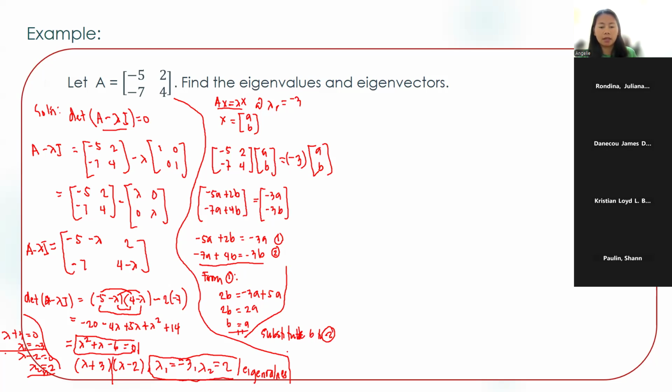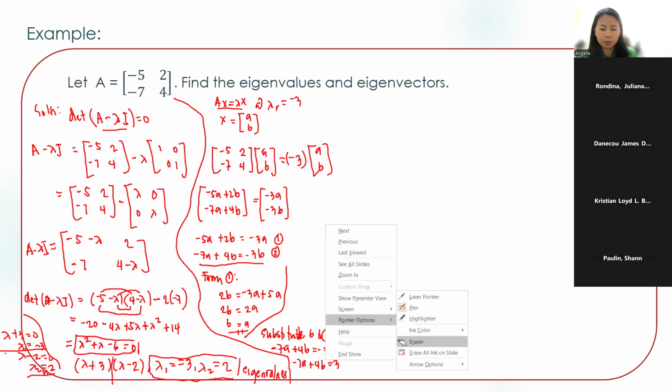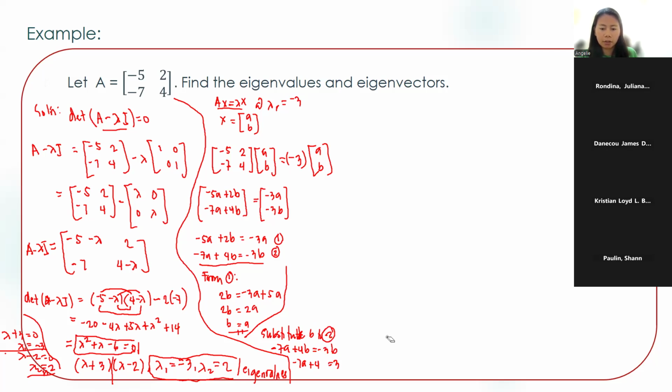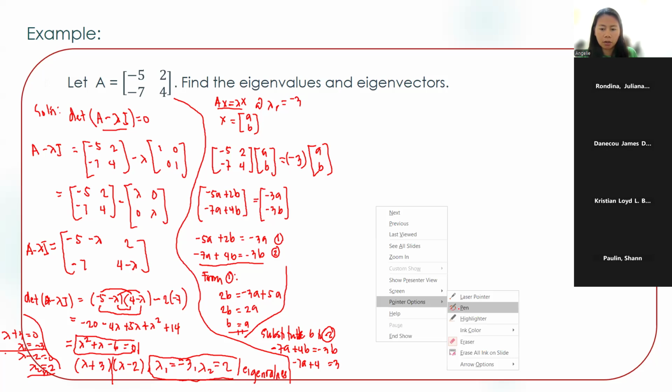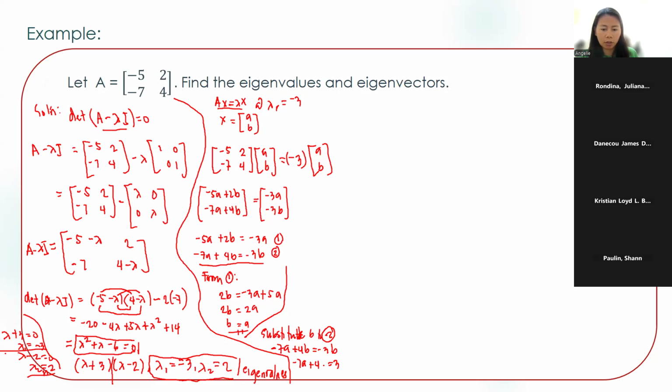Again, negative 7a plus 4b equals negative 3b. We substitute b with a. Since b is equal to a, we replace all the b with a. So, we have negative 7a plus 4a equals 3a. Replace all the b with a. They are equal, according to this. So we have 4a, then negative 3a. I almost forgot the negative.